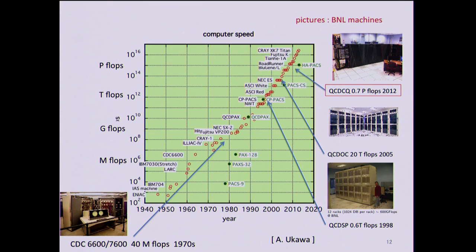And then going on, around 1996, we had the first installation of a large QCD-devoted machine called QCDSP. This was 0.6 teraflops. Then in 2005, QCDOC, this was 20 teraflops. And now, a couple of years ago, we had the 0.7 petaflops QCDCQ installed. So as you can see, this is not on top of the fastest at the year, but it's close, and it has closer to competing capability with the state-of-the-art computer.